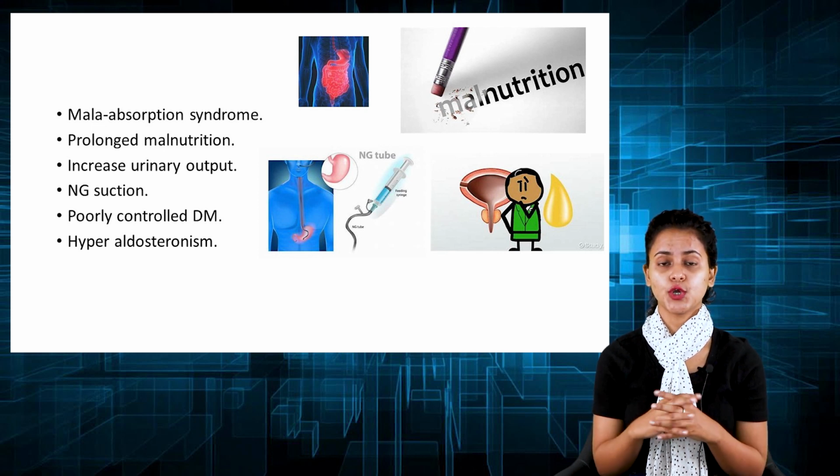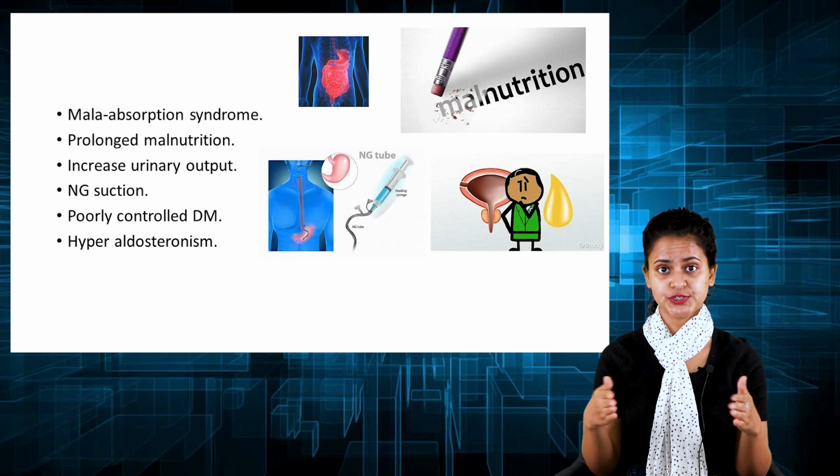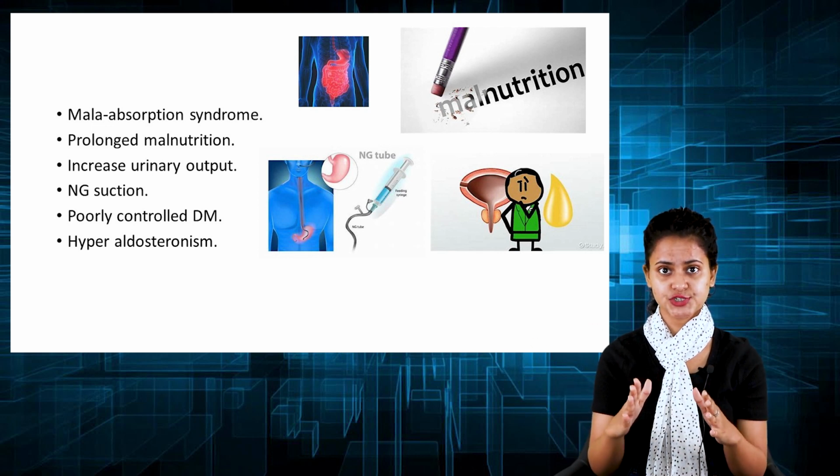Even hyperaldosteronism often will be associated with the development of decreased level of magnesium in the body. The next condition, which is basically a therapeutic effect often present in patients admitted in a clinical setup, is the effect of nasogastric tube suctioning. A client with whom we are performing nasogastric tube suctioning will have a very high risk for the development of hypomagnesemia.